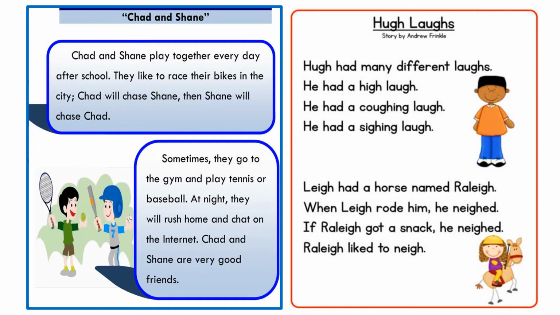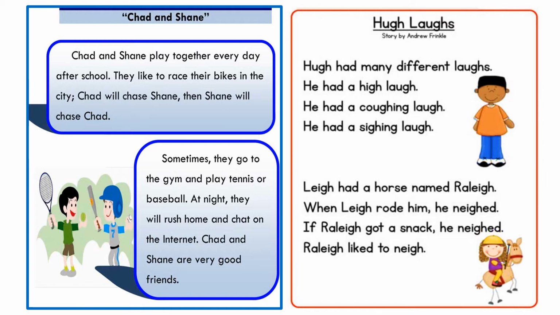Let us review what is a digraph first. A digraph is a group of consonant letters that forms one sound when read. These two texts given here have digraphs in them. Let us read them one by one.